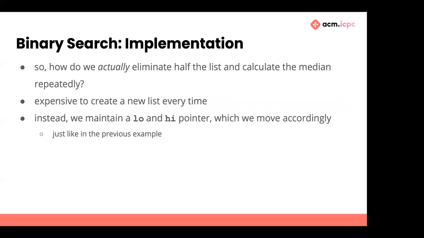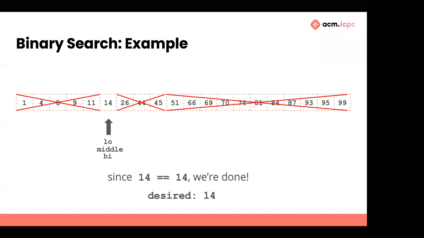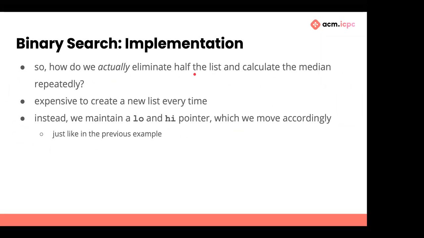Okay. So how do we actually eliminate half the list every time and calculate the median repeatedly? Like you'd see before, every step we were actually halving the list. For example, we got rid of this half in that smaller subarray, and then earlier we got rid of this list. How exactly do we do this? It's obviously super expensive to create a new list every time. So the idea is we maintain a low and high pointer, just like the previous example.